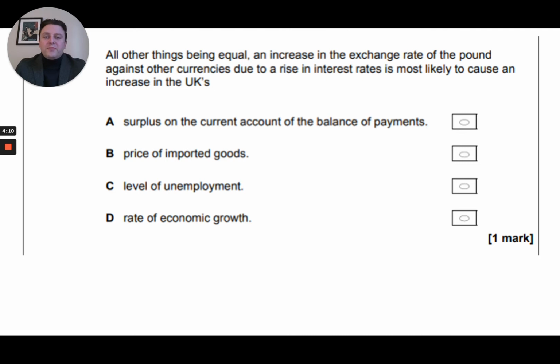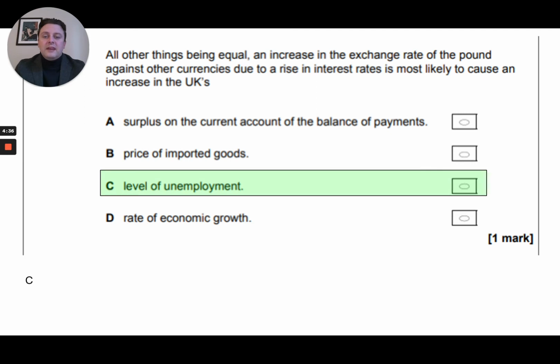Okay, next one. All things being equal, an increase in the exchange rate of the pound against other currencies due to a rise in interest rates is most likely to cause an increase in the UK's surplus in the current account of the balance of payments, price of imported goods, level of unemployment, and rate of economic growth. Okay, and it's C, the level of unemployment.